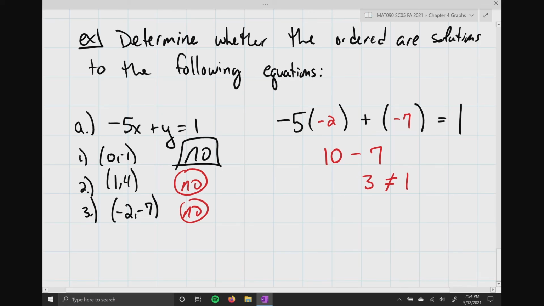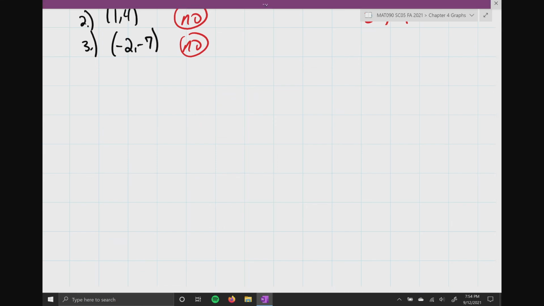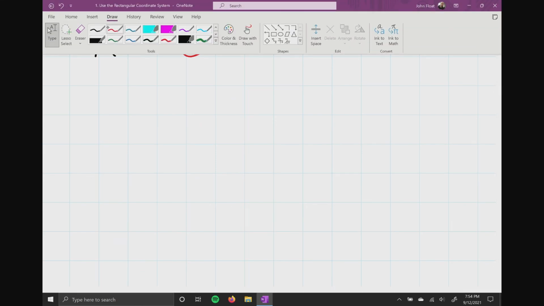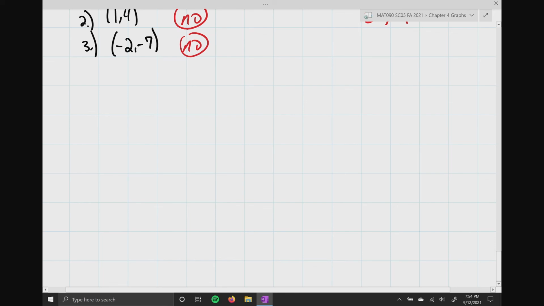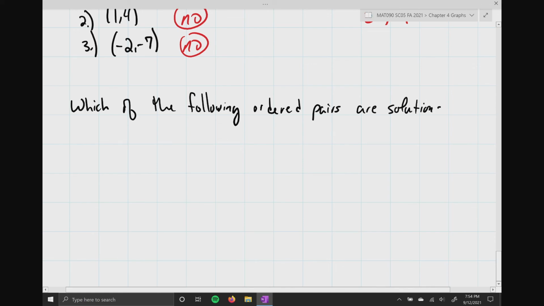Okay, next example. Directions are going to be the same. Okay? So let's see here. Actually, I'll change up the directions because they word them differently. Which of the following ordered pairs are solutions to the equation y equals 4x minus 3.